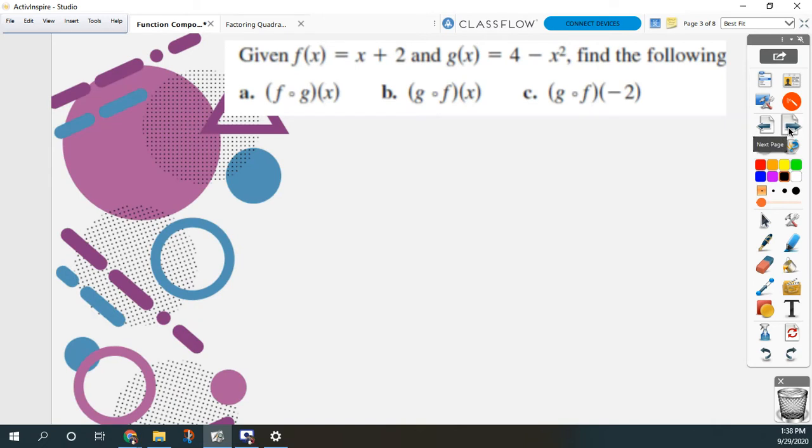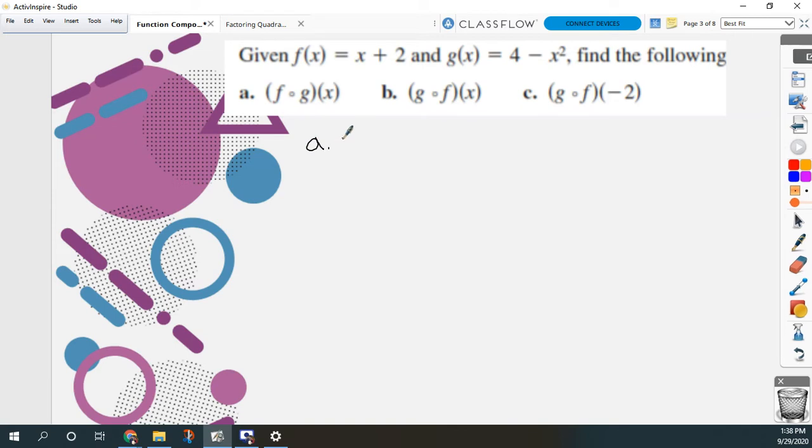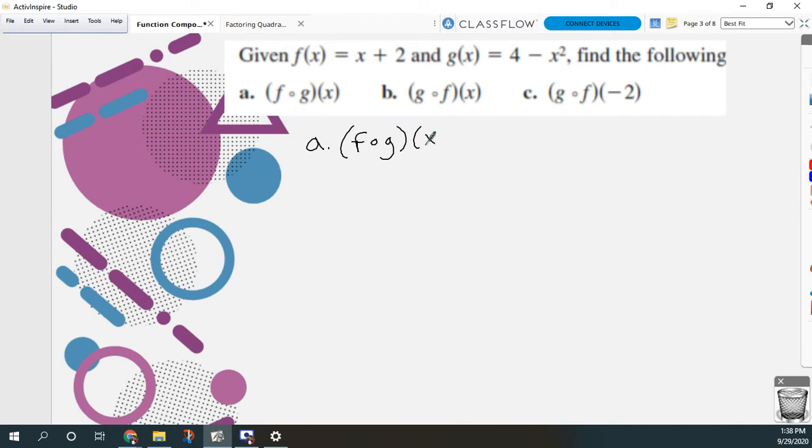It says given f of x equals x plus 2 and g of x equals 4 minus x squared, find the following: f composite g of x, g composite f of x, and g composite f of negative 2. So notice that this symbol is a composite symbol. It is not a multiplication symbol. And that's a really big deal because a lot of students will get those mixed up. Some of that comes from the fact that the symbols look really similar, and some of that comes from the fact that we just never quite learned the concept of composite, so we just go with multiplication because we know that one. But be careful, this is different than multiplication.